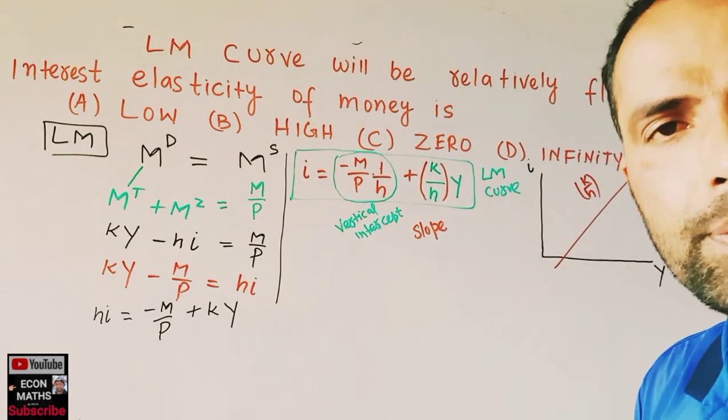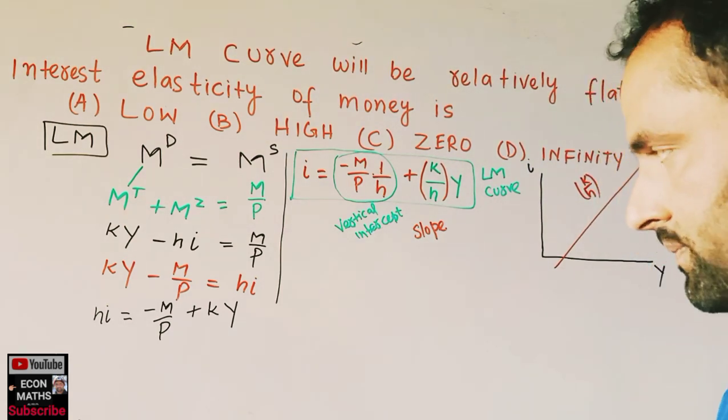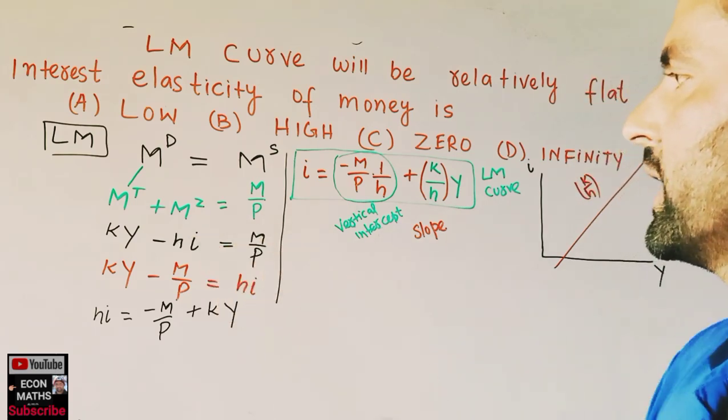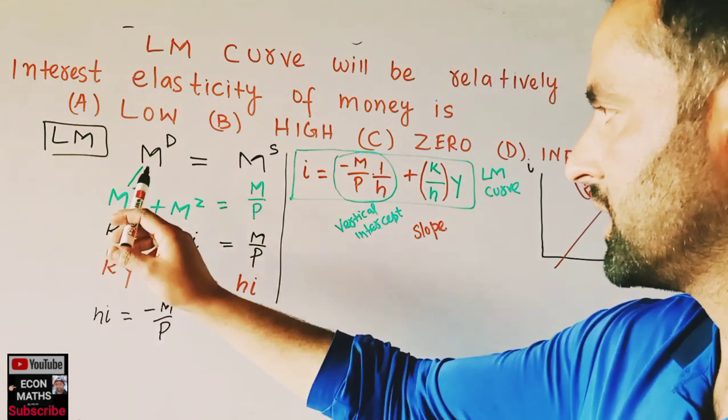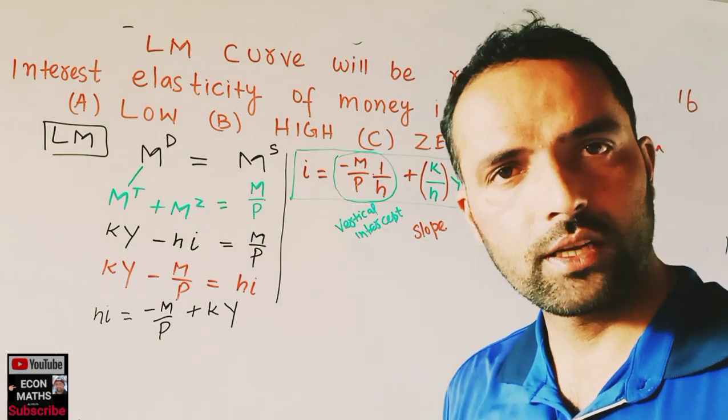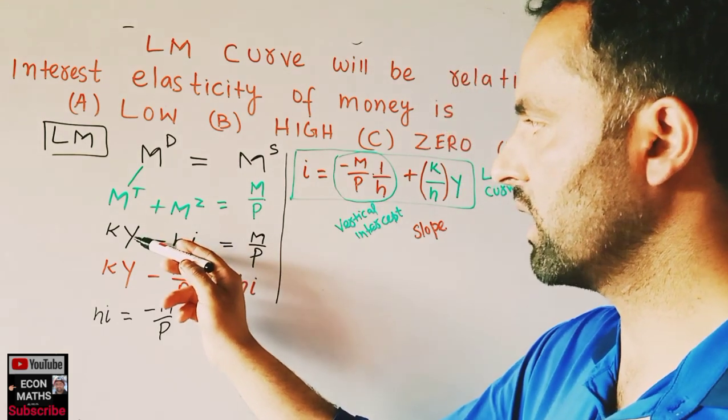Now, how do we interpret this K and H? Here we have seen that demand for money for transactionary purposes depends upon the level of income.